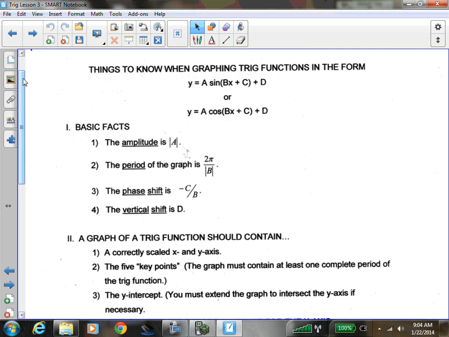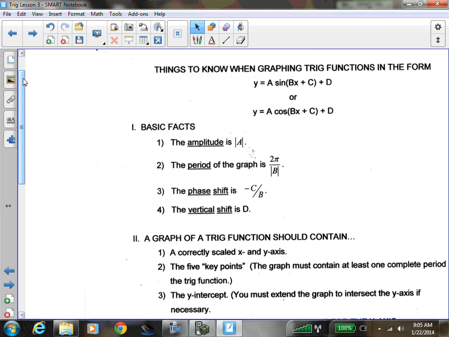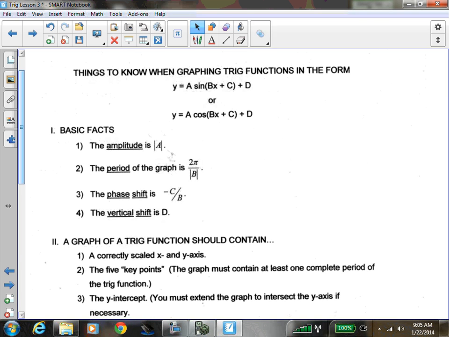All right, what we're going to do in this lesson is we're going to graph sinusoids. All right, now, a sinusoid is a trig curve. I don't know why that happened. Let's see if I can get it back. Okay. All right, but a graph that looks like this is a sinusoid.